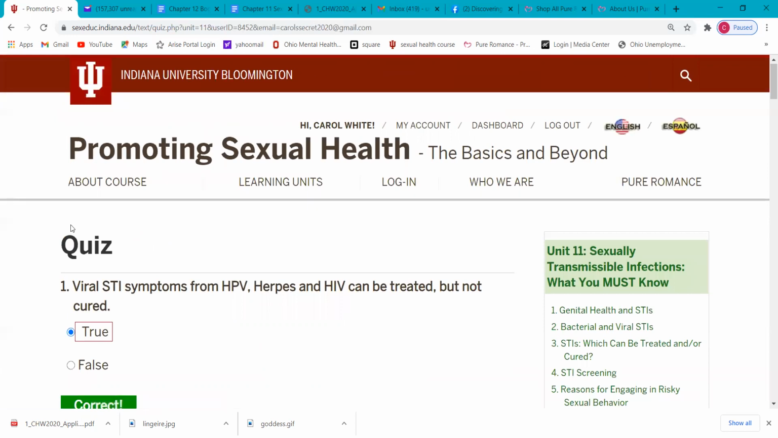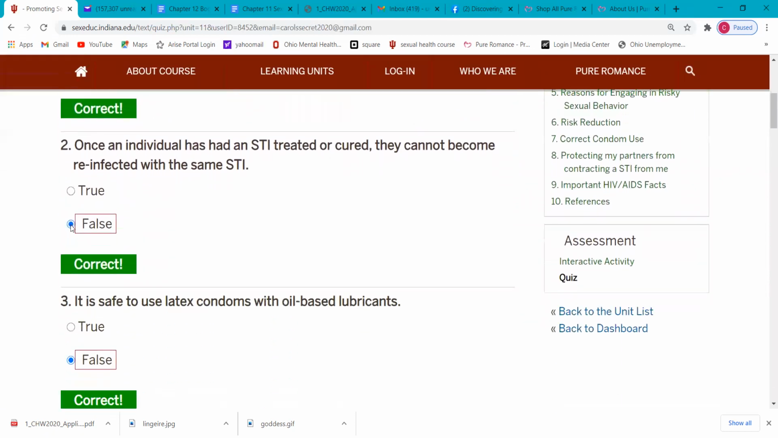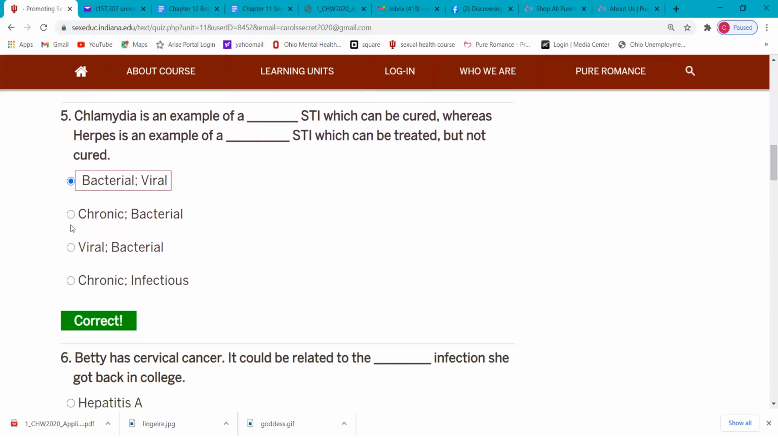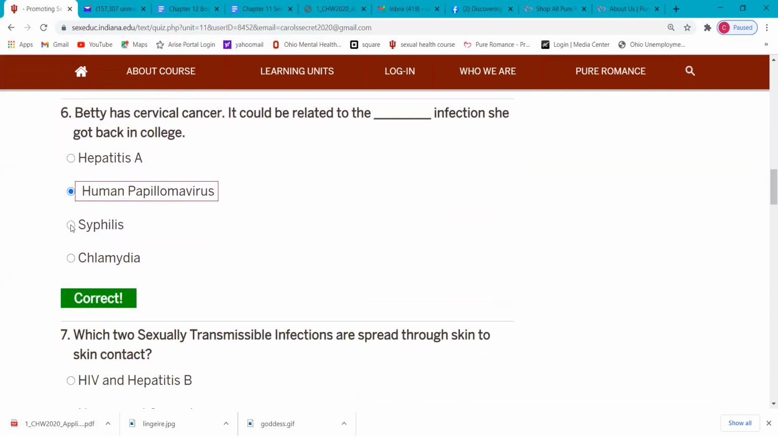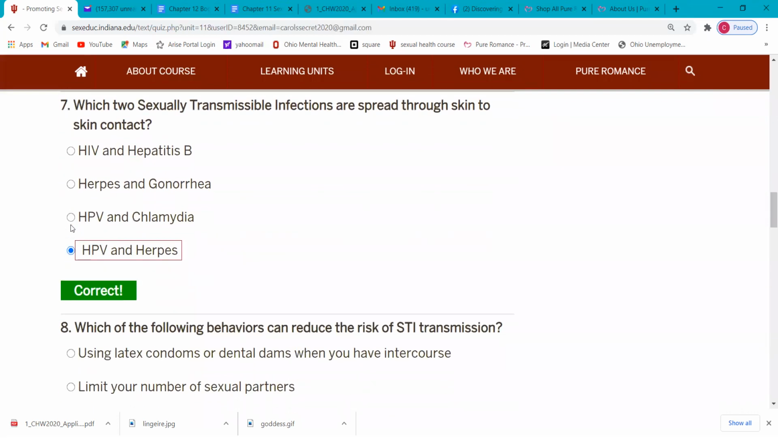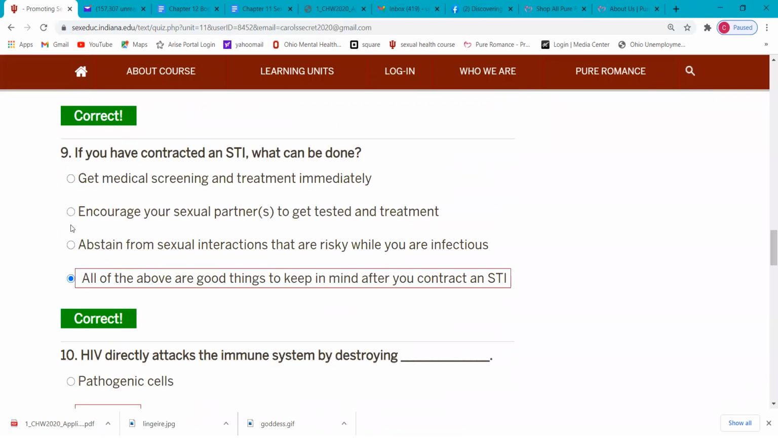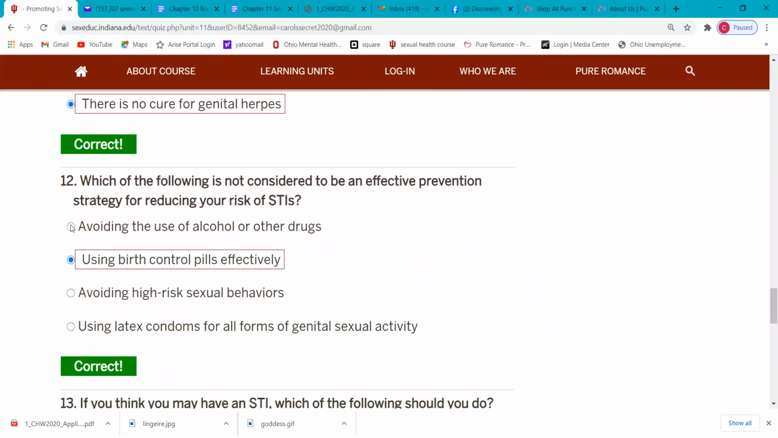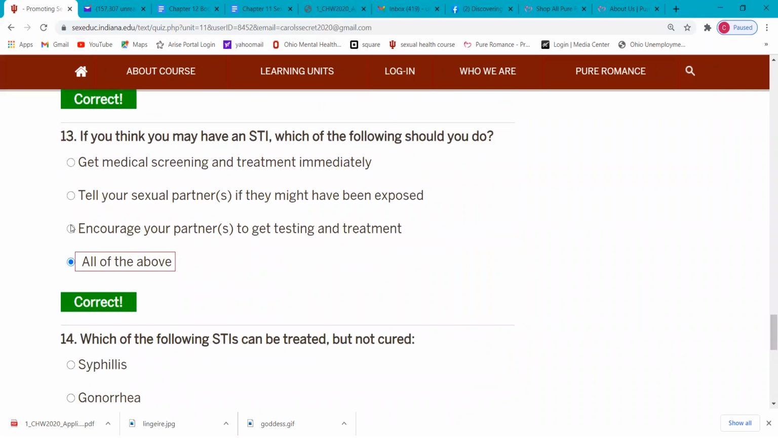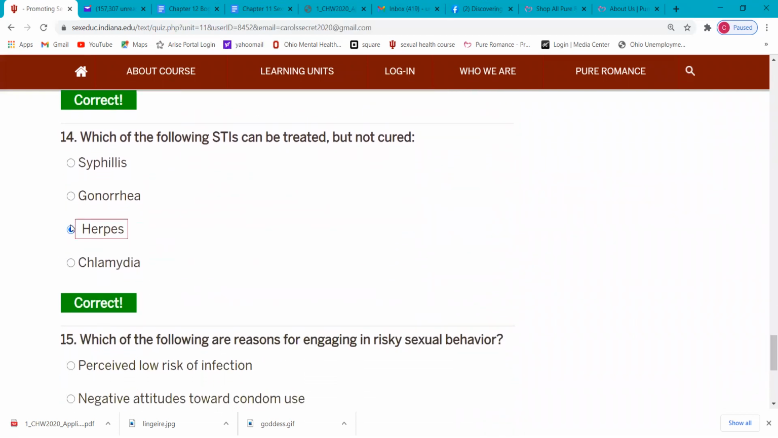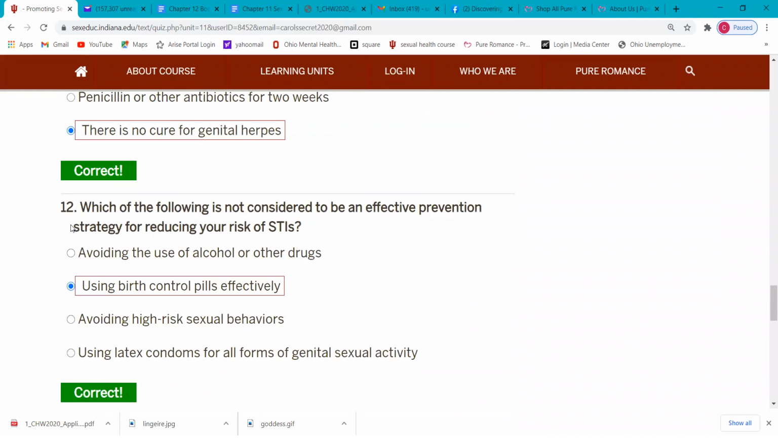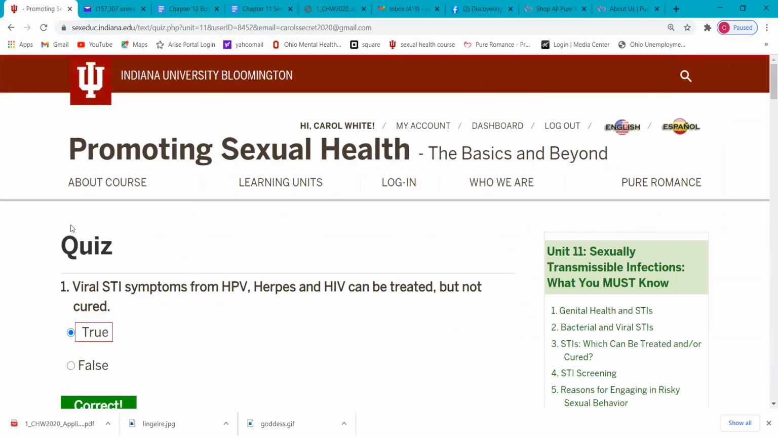We're going to go ahead and submit those answers. 1 is correct. 2 is correct. 3 is correct. 4 is correct. 5 is correct. 6 is correct. 7 correct. 8 correct. 9 correct. 10 correct. 11 correct. 12 correct. 13 correct. 14 correct, and 15 correct. You can get 15 out of 15.